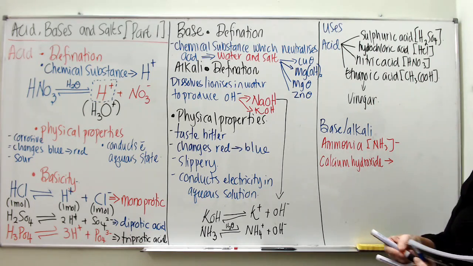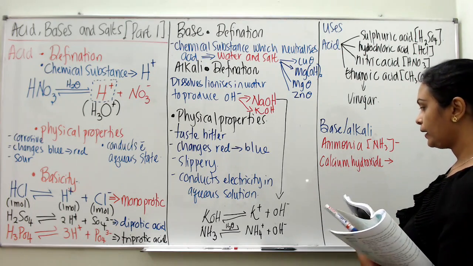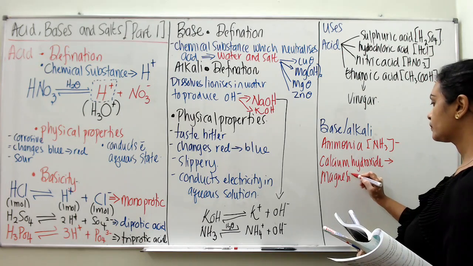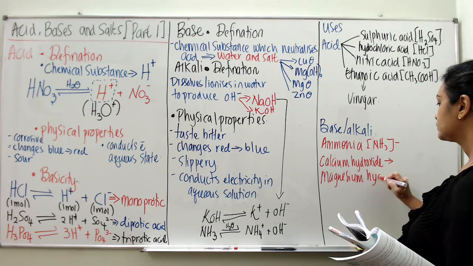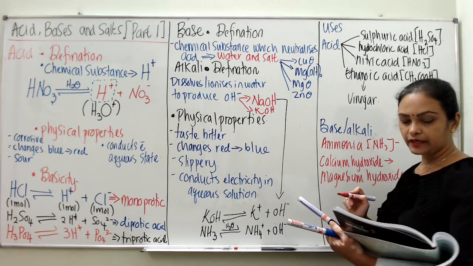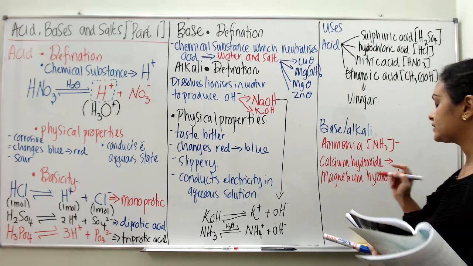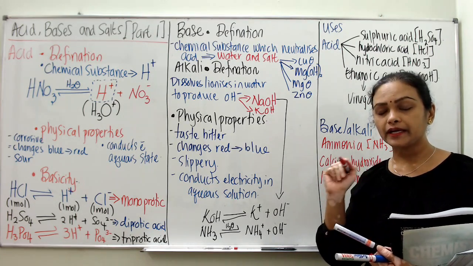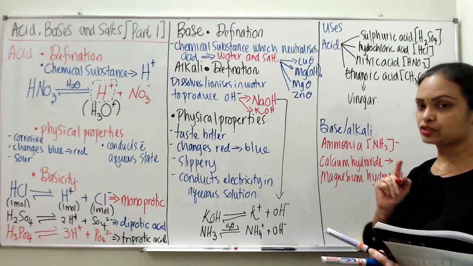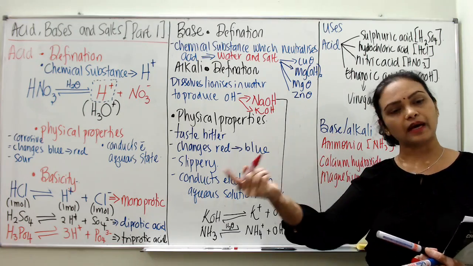Another example is magnesium hydroxide. Magnesium hydroxide is used to make toothpaste and also antacid. This is one of the mainly used gastric medicines to neutralize excessive acid in the stomach.